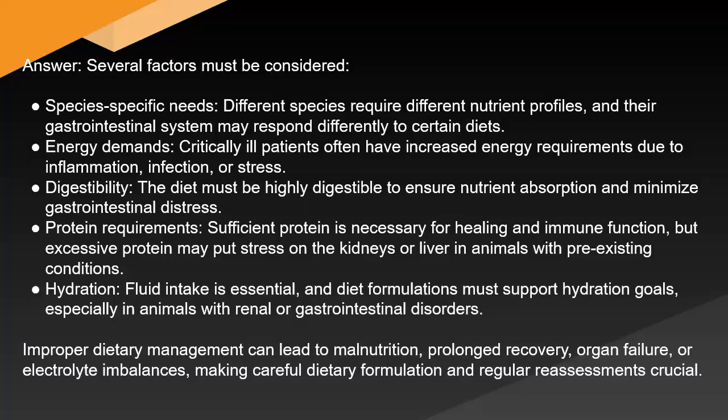Energy demands. Critically ill patients often have increased energy requirements due to inflammation, infection, or stress. Digestibility. The diet must be highly digestible to ensure nutrient absorption and minimize gastrointestinal distress. Protein requirements. Sufficient protein is necessary for healing and immune function, but excessive protein may put stress on the kidneys or liver in animals with pre-existing conditions.